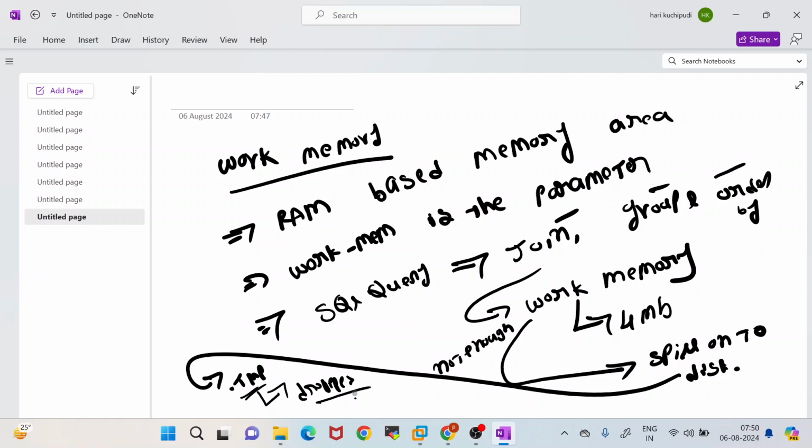Let's say I am running a query which contains join operations or group by operations, and if my work memory is not enough, the operation is going to spill onto the disk. The time it will take for executing a query increases. When the query execution time increases, the performance of the query will decrease. But there is a caveat here.